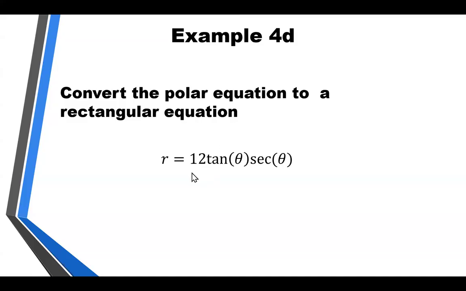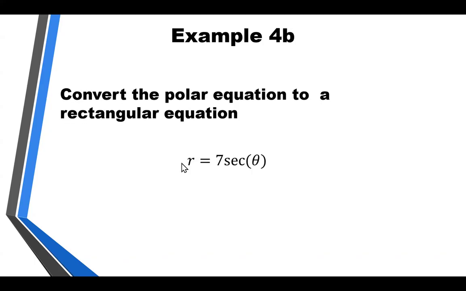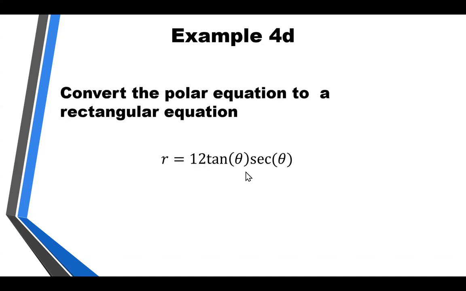Let's do this one. R equals 12 times tangent times secant. That is tangent of theta times secant of theta. There's a couple of different ways we can do this. Obviously, we can use tangent theta as y over x anytime we want. Secant, I would probably write as 1 over cosine so that I can employ that same technique we did in 4b, which was multiplying both sides by cosine. So let's do this one.